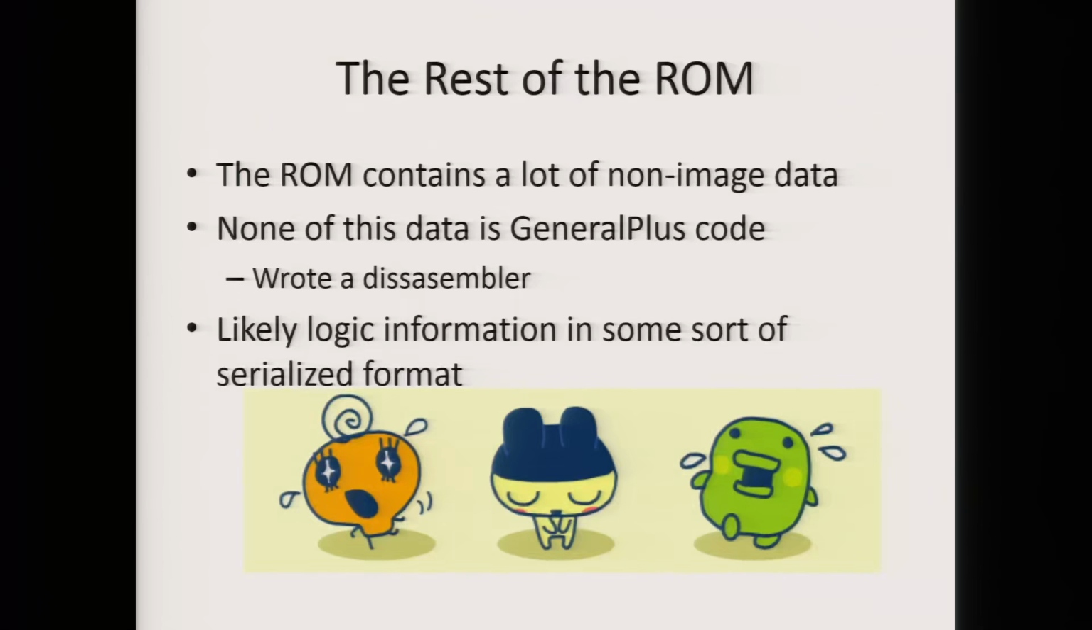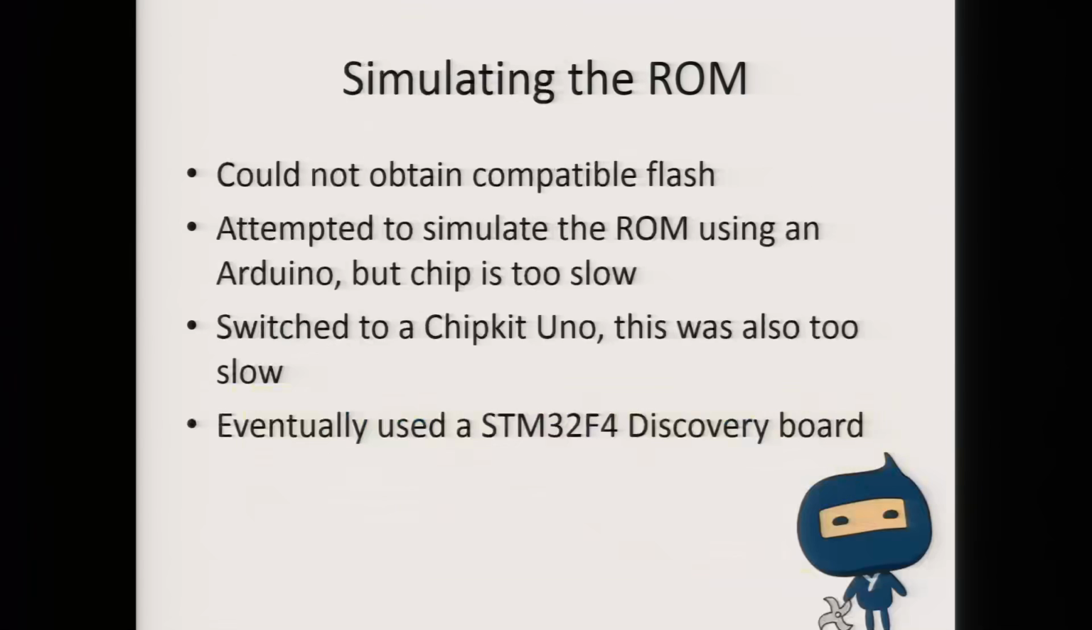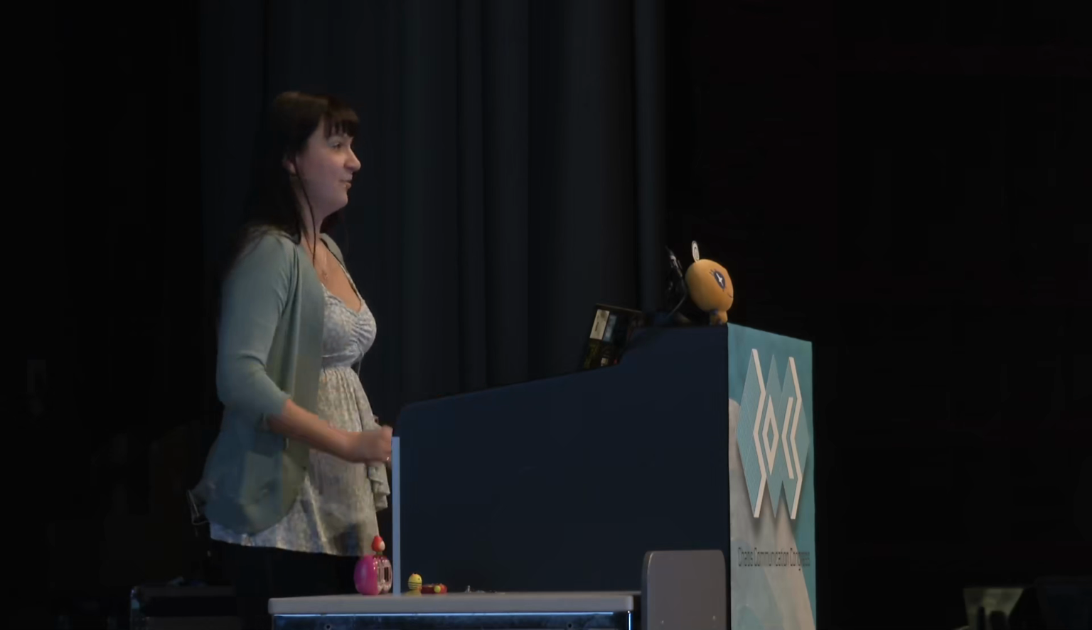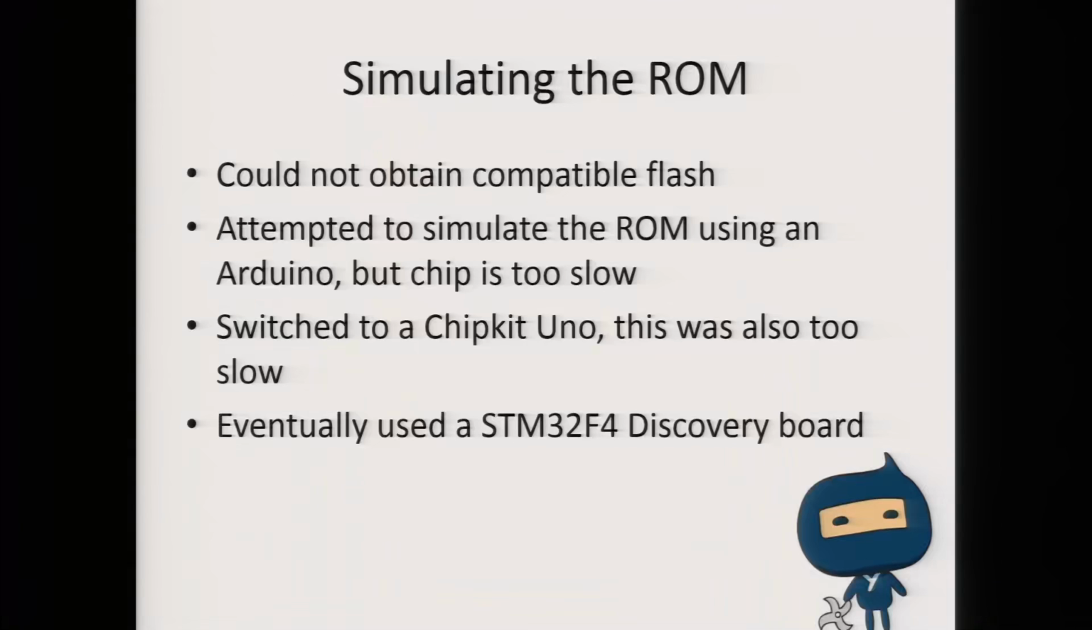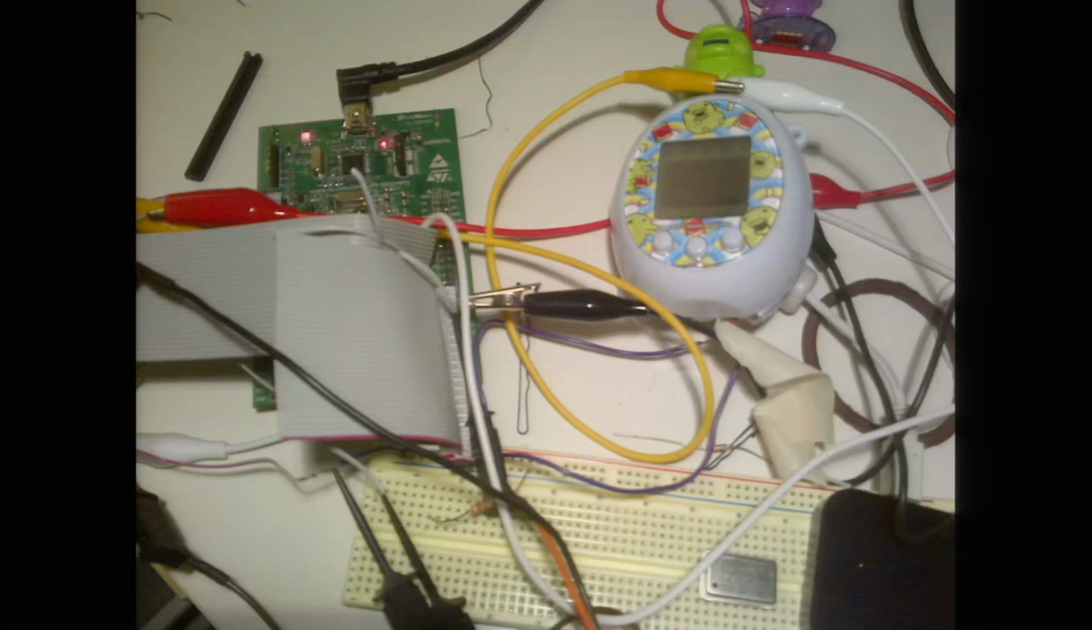So I looked into the rest of the ROM, hoping that there might be, say, code in there, but there wasn't. And there wasn't, I'd say, even a lot of non-image data, not compared to the size of the image data. So I assumed there was probably logic information in some sort of serialized format. Now, to understand this a bit better, I didn't think that reading the ROM was enough. I thought that I had to be able to write the ROM so I could change things and see what they do. So eventually, I made a rig that basically simulated the ROM by bit banging.